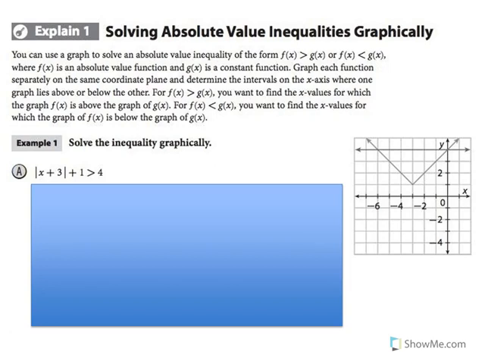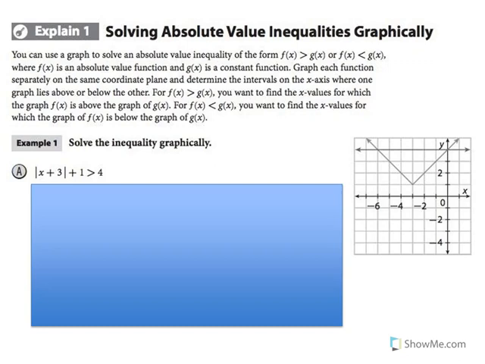Example 1. Solving absolute value inequality graphically. You can use a graph to solve an absolute value inequality of the form f(x) greater than g(x) or f(x) is less than g(x), where f(x) is an absolute value function and g(x) is a constant function. Graph each function separately on the same coordinate plane and determine the interval on the x-axis where one graph lies above or below the other.